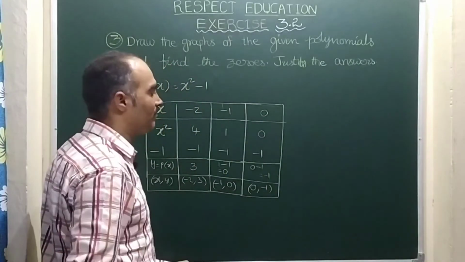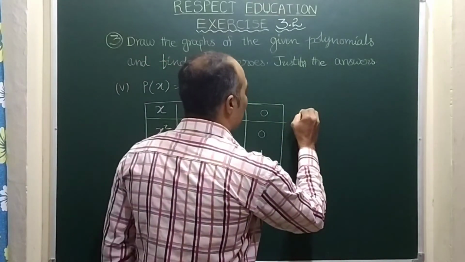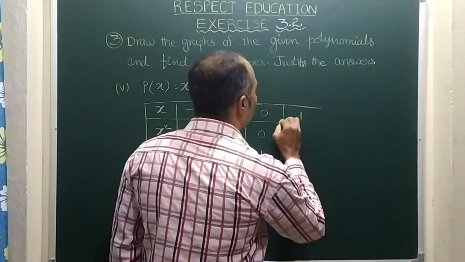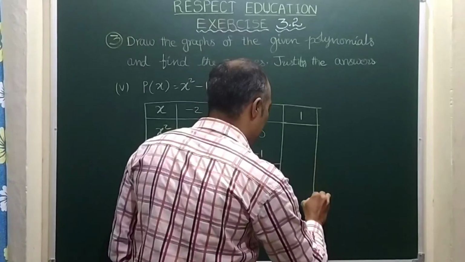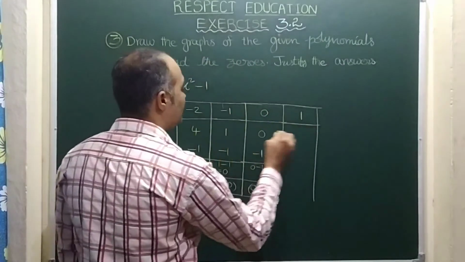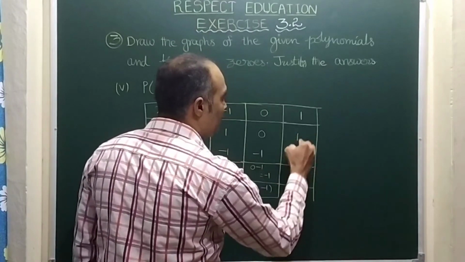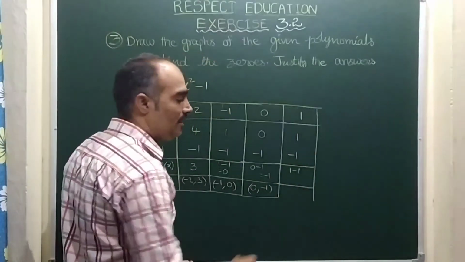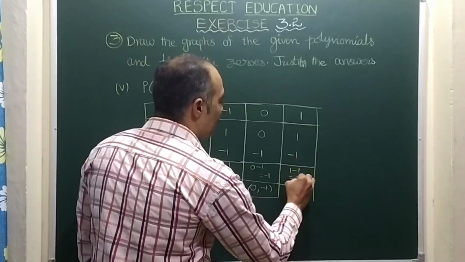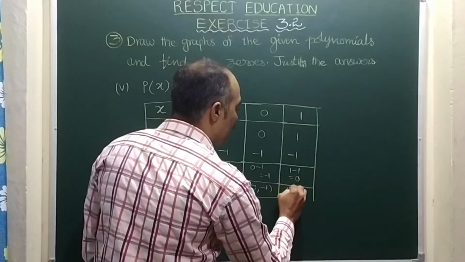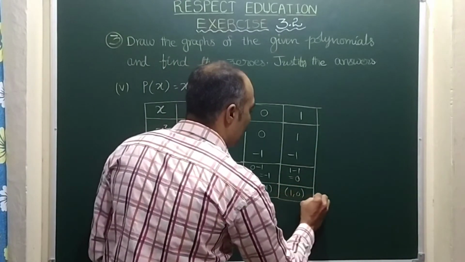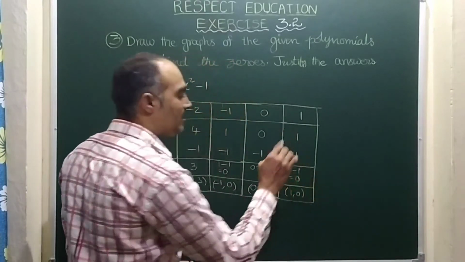This is the y value. Now here I am taking another value as 1. Next value is 1. So here 1 square means 1. This minus 1 is constant. Now this is 1 plus minus 1, which means 1 minus 1. 1 minus 1 is 0. So here 1 comma 0. When we get 0 here, children, we can stop.